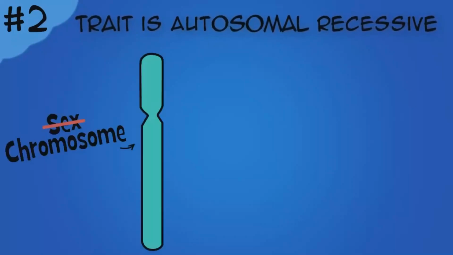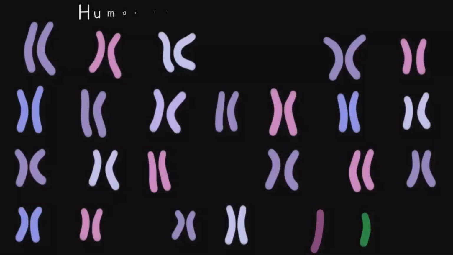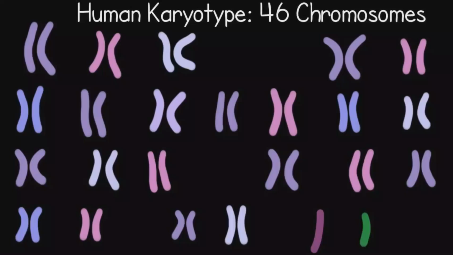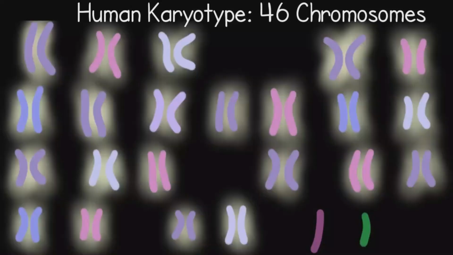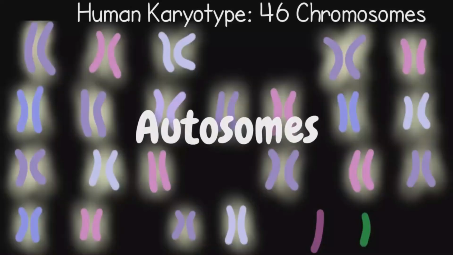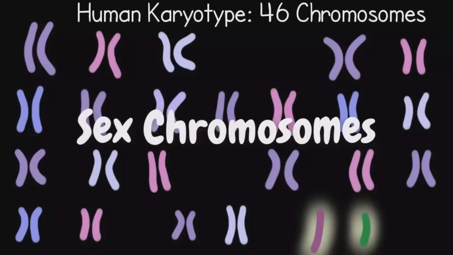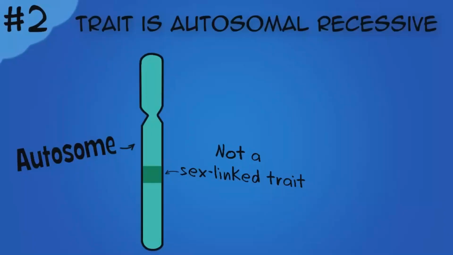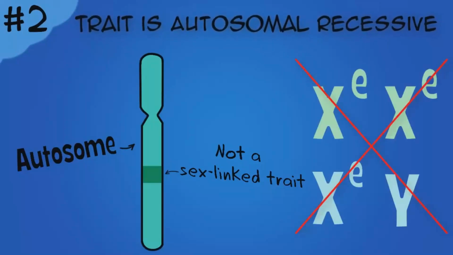Just a reminder that autosomal means a chromosome that is not a sex chromosome. In human body cells, there are 46 chromosomes. The first 44, 22 pairs, are autosomes. The last 2, 1 pair, are sex chromosomes. So this trait is not sex-linked since it is autosomal, and that means it does not need to be written as superscripts on the sex chromosomes.